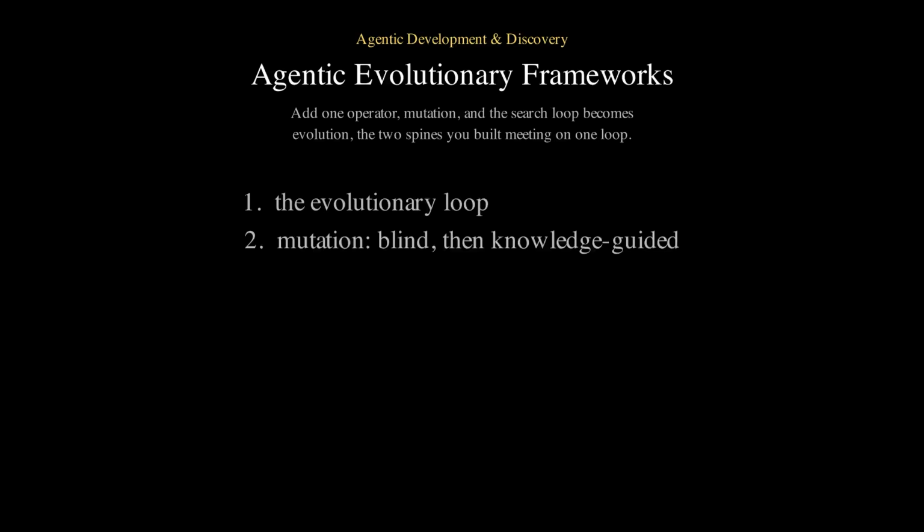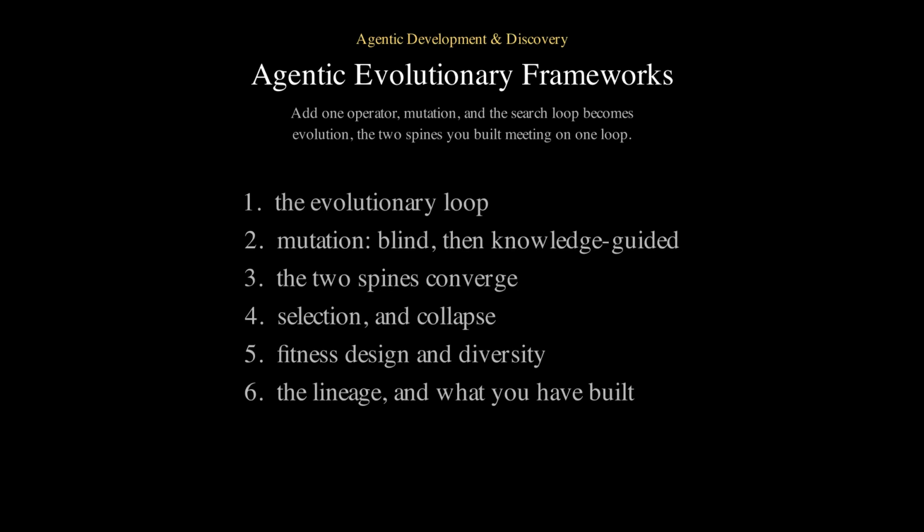Here is the ground we cover. The evolutionary loop and its one new operator. Mutation, classical and knowledge-guided, the two spines converging, selection and collapse, fitness design, diversity, the lineage, and what you have built. Start with the definition.